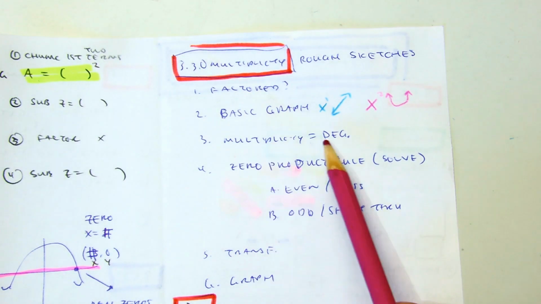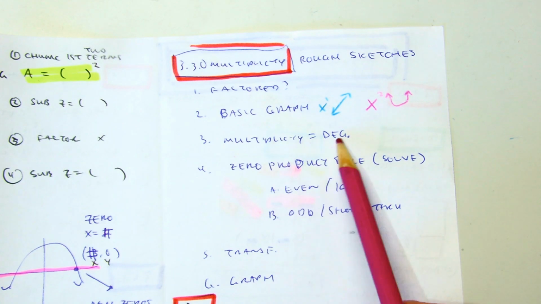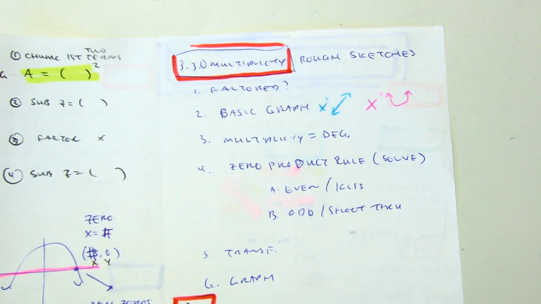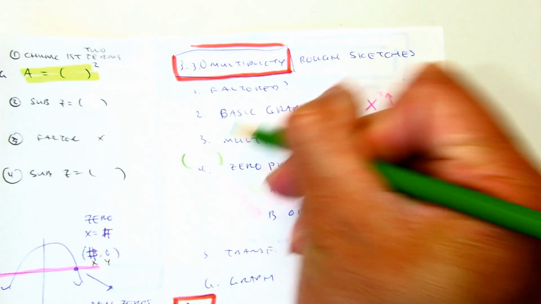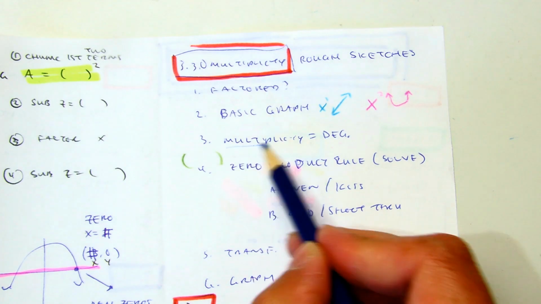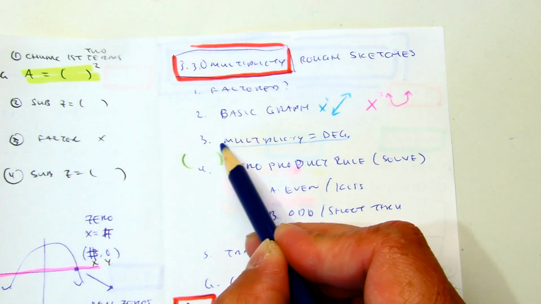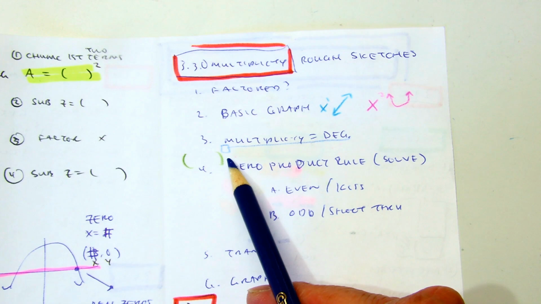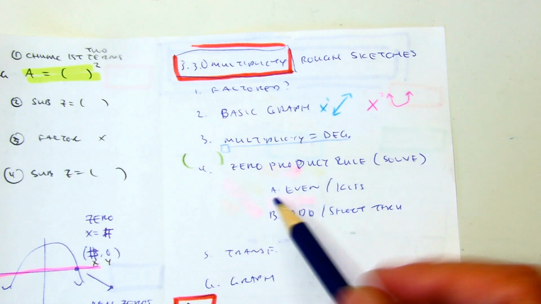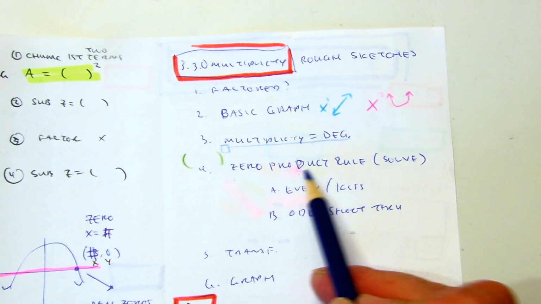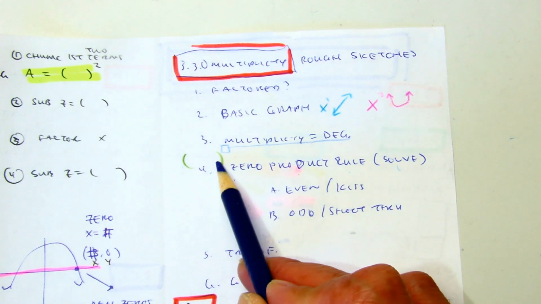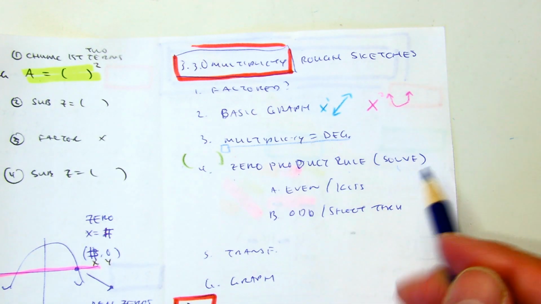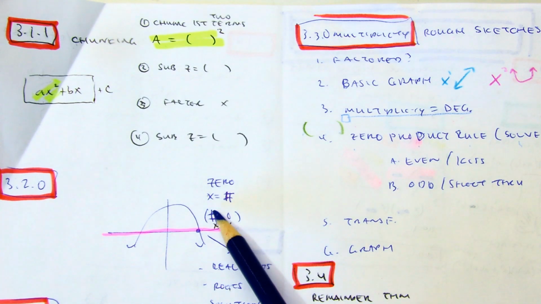Now the multiplicity is the degree. So if I have something that looks like this, that means multiplicity is the number up here. After that, you're going to do something called the zero product rule, which basically means to solve it. Set this parentheses equal to 0. When you solve it, you'll get a 0, which looks like this over here we just talked about.